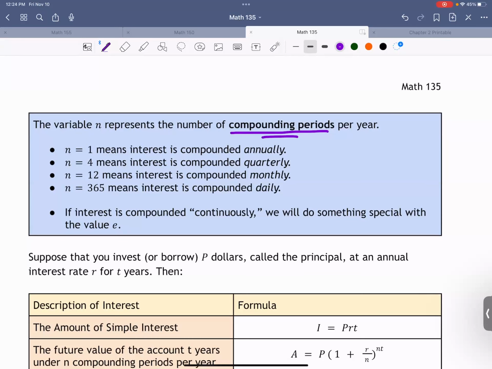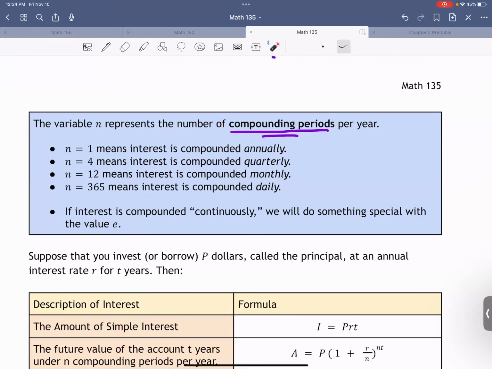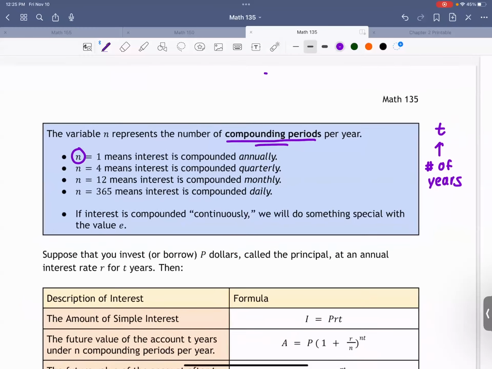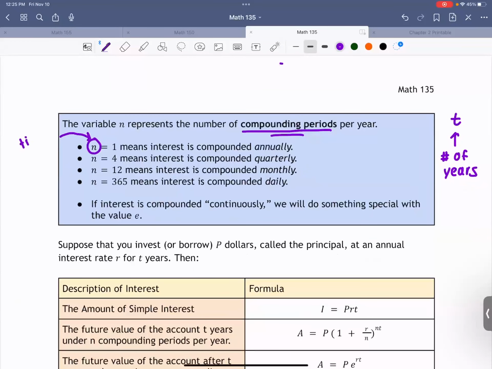Basically, if you compound annually, it means that you're compounding one time a year, right? If you compound monthly, you're doing it 12 times a year. And if you do it daily, it's 365 per year, okay? We have this symbol N here that represents how many times a year that you compound the interest, okay? Now, don't get N confused with T, okay? T is the number of years, okay? In this class, N is the number of times per year.